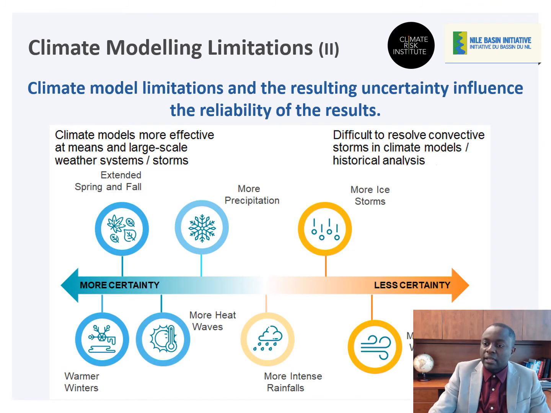Always keep in mind that climate models reproduce some variables better than others. For example, climate models are very good at reproducing monthly and seasonal averages and large-scale weather systems compared to fine-scale systems such as convective storms. Also, in terms of variables, climate models are very good at reproducing temperature-based variables compared to precipitation-based variables, especially precipitation extremes.